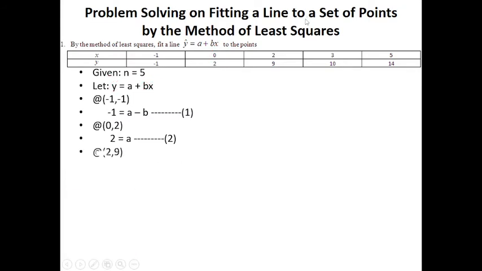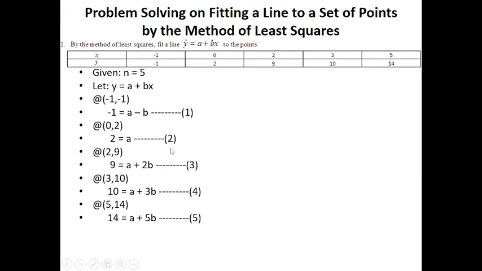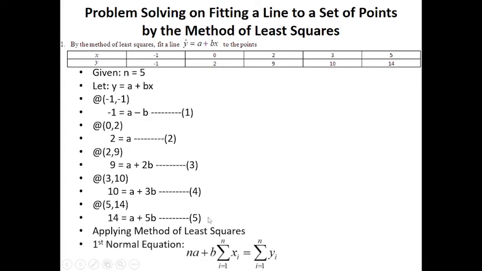And then, at 2, 9, ito, 9 equals a plus 2b. At 3, 10, ito, 10 equals a plus 3b. At 5, 14, 14 equals a plus 5b. Okay? Applying method of least squares, here's the first normal equation. Memorize yun na lang. Na plus b summation xi from I equals to 1 to n equals summation yi over the range from I equals 1 to n. No?